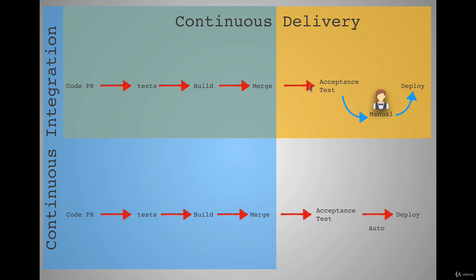And we have this extra step of acceptance tests, such as we want this feature to do this. And you might have a QA, or quality analyst, who is doing tests, or a product owner that checks to make sure that all the features are implemented. And then manually, a developer or a team lead clicks on a button that says deploy to production.